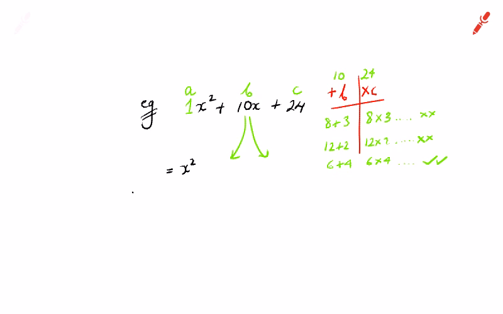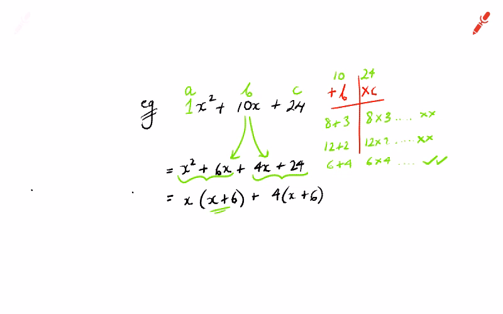We split the middle term up into those two numbers, so 10x becomes 6x plus 4x. Once we've split the middle term, we factorise by grouping, so we factorise each of the pairs. Once we've done that, we've got 2 brackets that are the same. That bracket goes out the front, and the terms that are left over go in the second bracket. We've just factorised the expression x squared plus 10x plus 24.